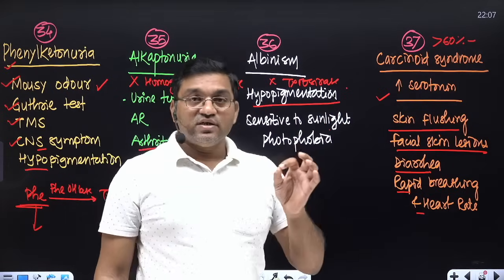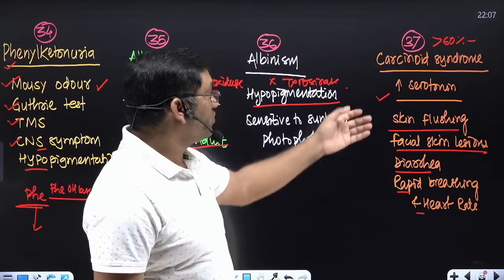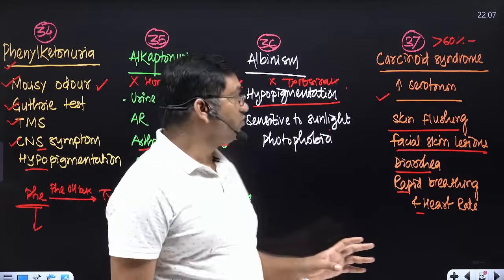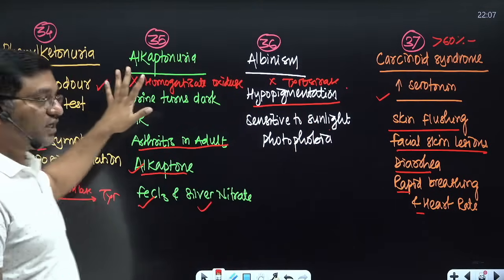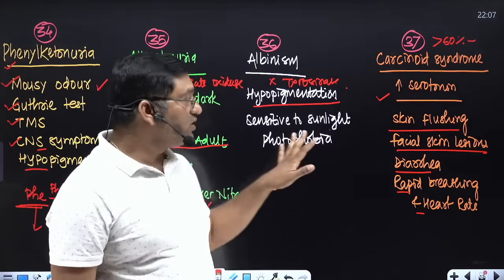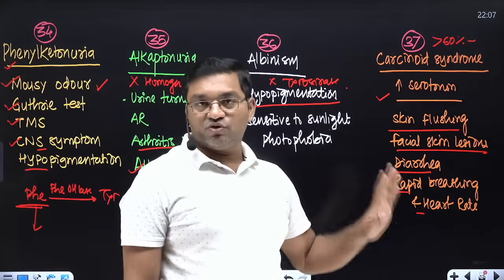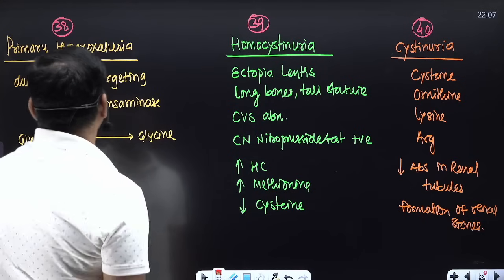This is a carcinoma of argentaffin cell of the intestine. Okay, carcinoid tumor. So phenylketonuria, phenylalanine hydroxylase defect; alkaptonuria, homogentisate oxidase defect; albinism, tyrosinase defect; and carcinoid syndrome, defect in the tryptophan metabolism.